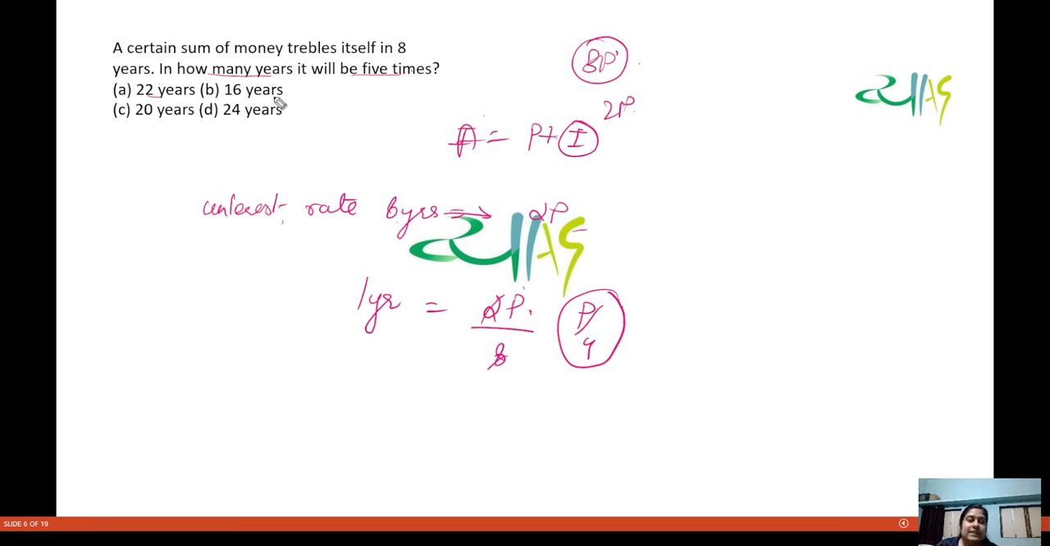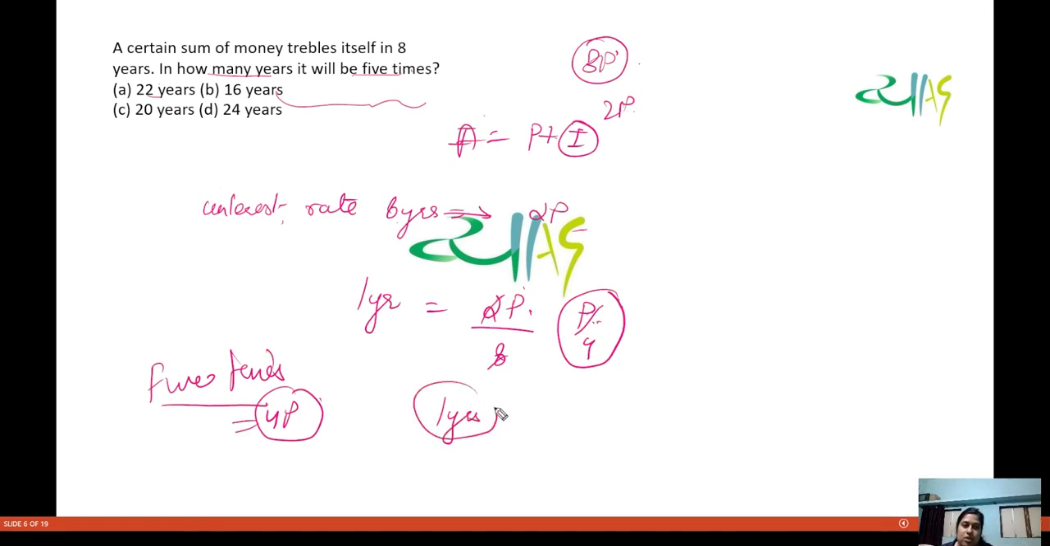Okay, now it is saying in how many years it will be 5 times. So for 5 times, how many years, what interest rate would I need? 4P. Okay, so now this is P by 4 in 1 year. To make this 4P, what are you going to multiply here? I will multiply P by 4 into 16. So that means now this will become 4P. So that means 16 years, because I multiplied 16 here.